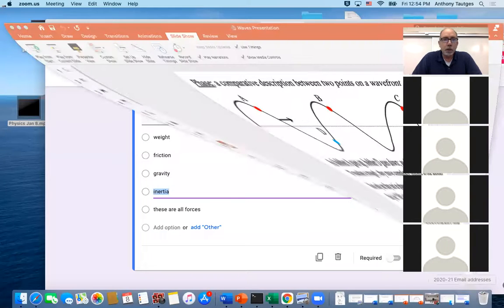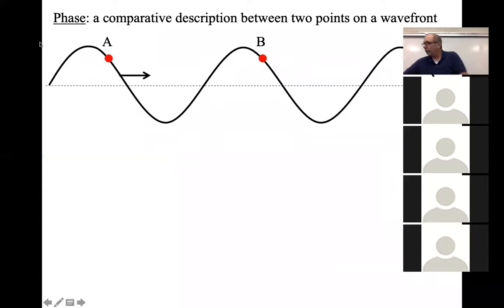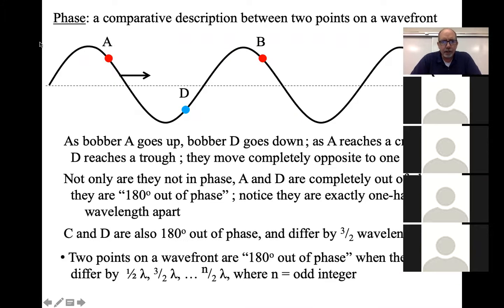So we're going to continue to talk about waves. Where we left off was this slide right here when we were talking about phase. Phase is a comparison between two places on a wavefront. If the two points move in sync, it is in phase, and if they don't, it's out of phase. Sometimes it can even be perfectly out of phase. All right, we're going to continue on.